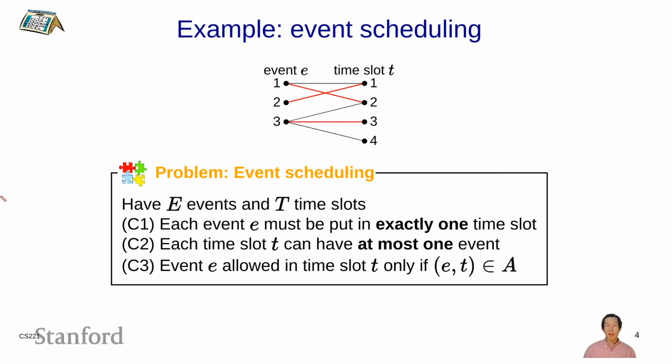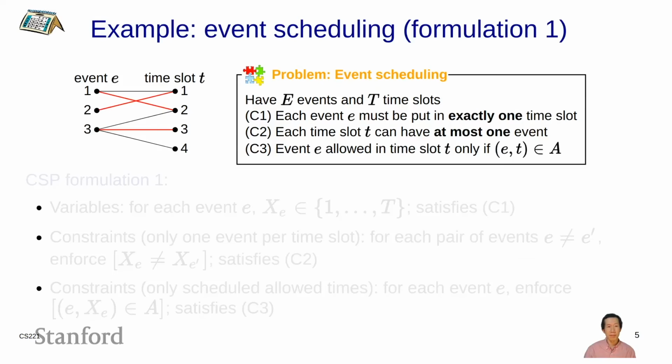Okay, so how are we going to model this as a CSP? I'm actually going to show you not 1, but 2 possible formulations of the CSP, which goes to show that there's some flexibility, or you can say artistic license, in terms of how you decide to formulate problems as CSPs. Okay, so the first formulation is going to be looking at it from the event's perspective.